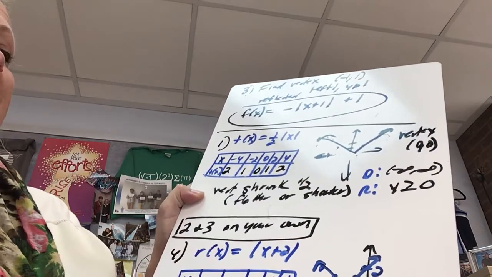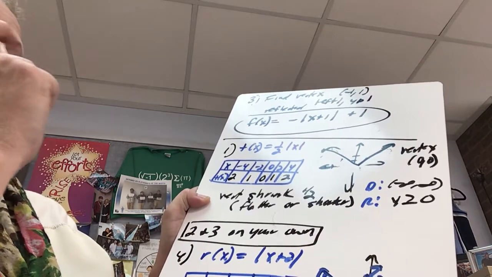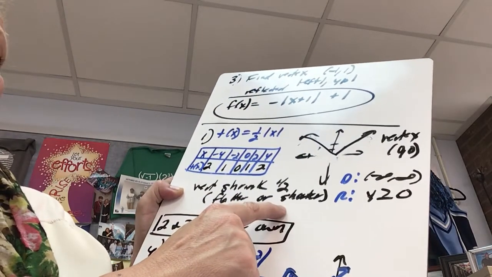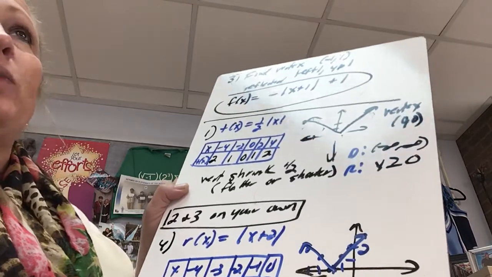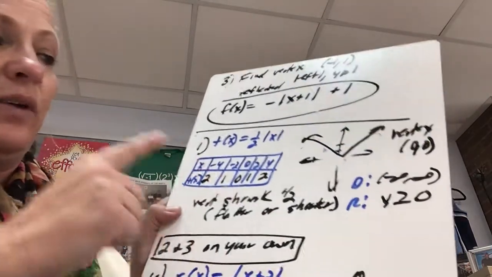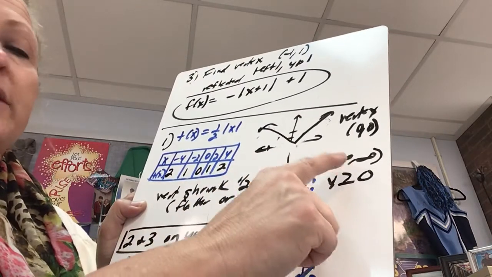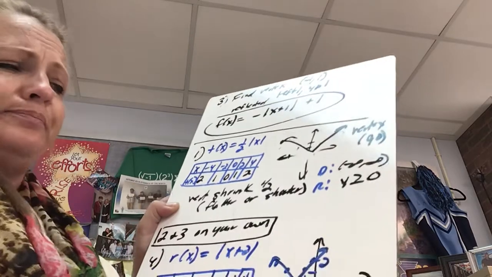My vertex is still 0, 0, but if I compare this to the parent graph, this is a lot shorter and flatter. It's vertically shrunk by a half. All right, now what's the domain? Well, hopefully you've caught on. If I made an XY chart, I could put in anything I want to absolute value. So that's why the domain of an absolute value is always all real numbers. If you don't want to use that notation, write all real numbers, that's fine.